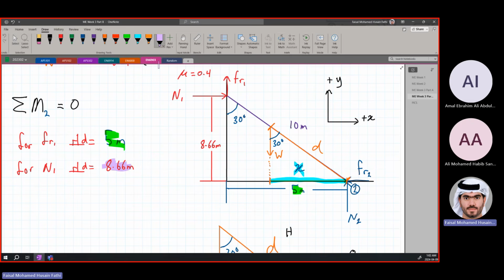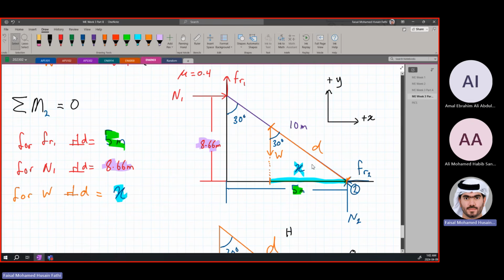This 8.66 meters is over here. What else do we have? We have our W. For W, the perpendicular distance is equal to x, which we are still going to figure out later, which is this x over here. Okay? So we found all our perpendicular distances.